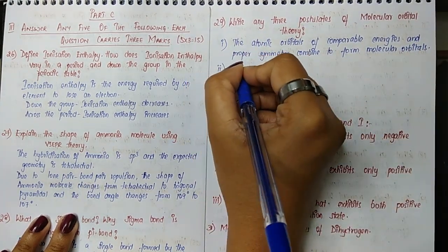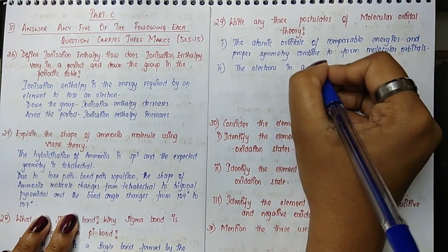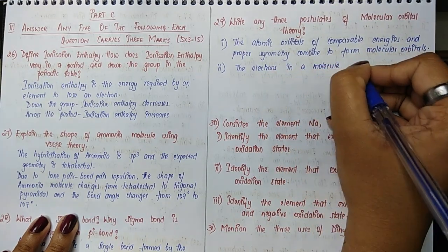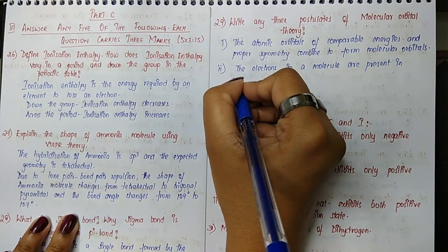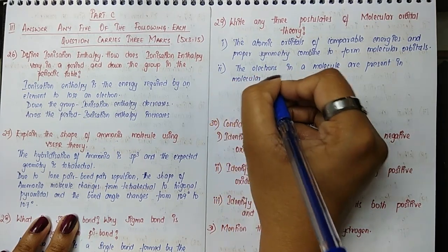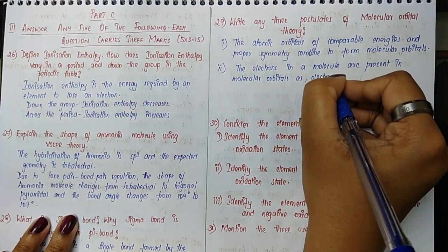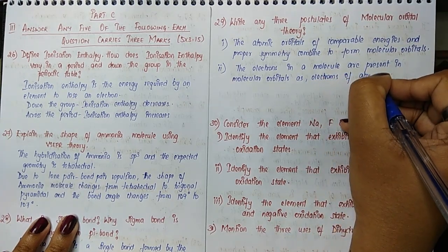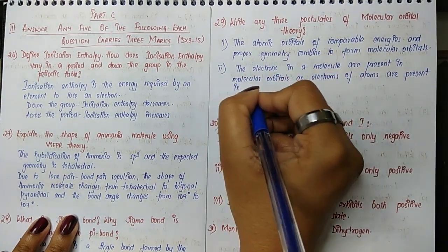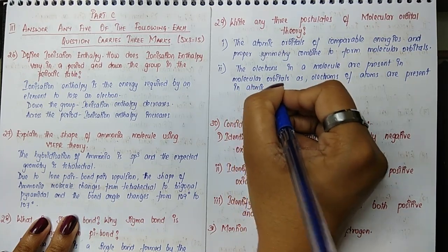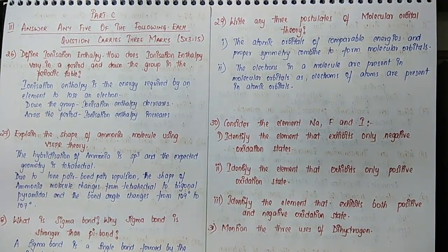Now the second point can be, the electrons in a molecule are present in molecular orbitals as electrons of atoms are present in atomic orbitals. That's your second point.